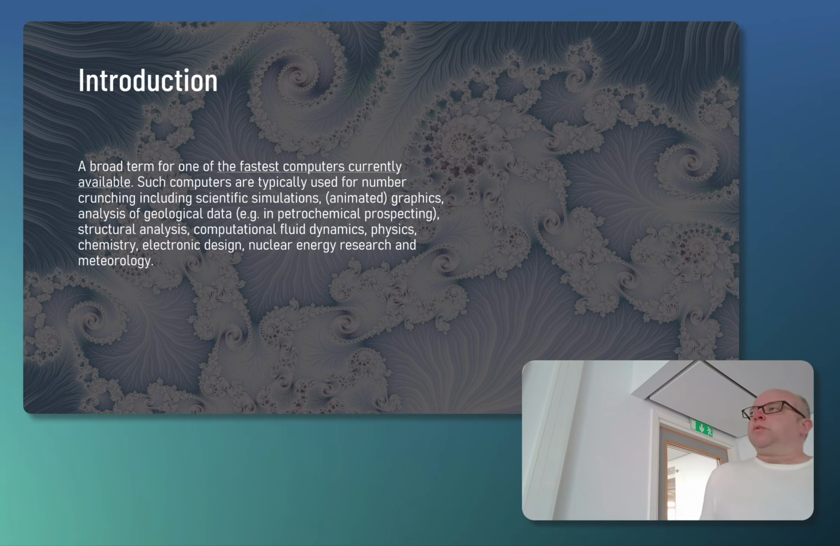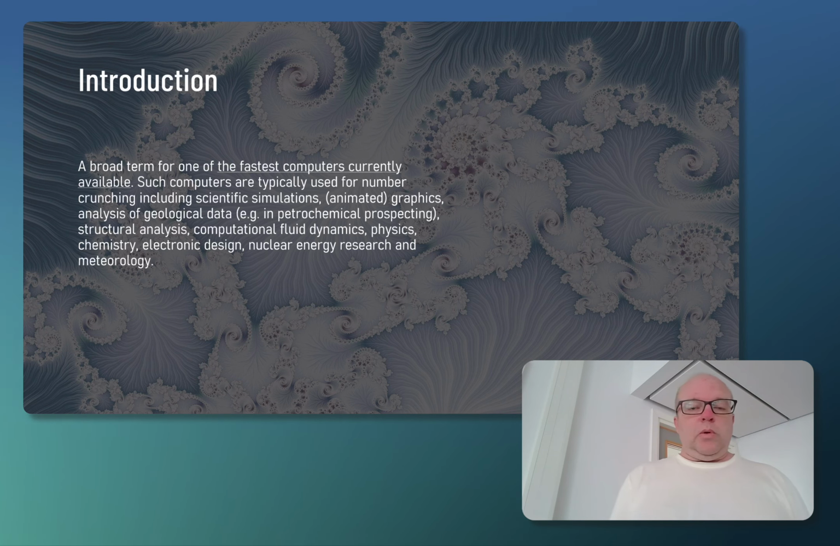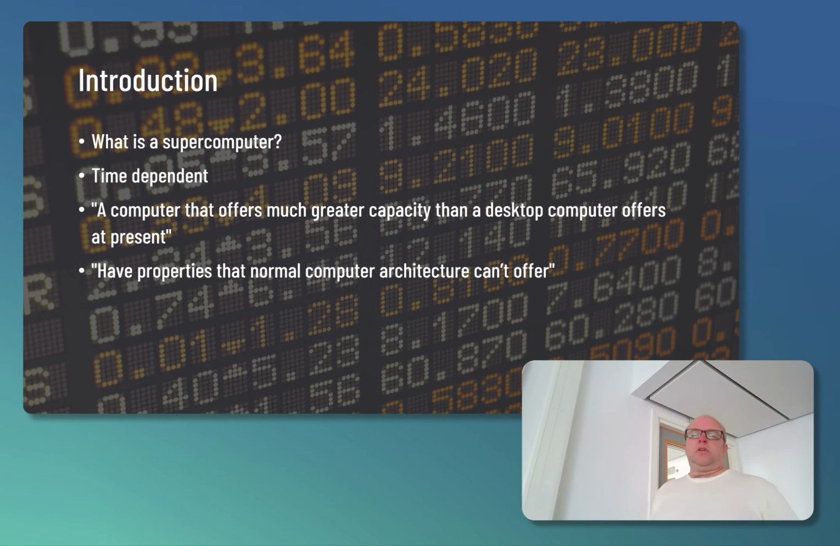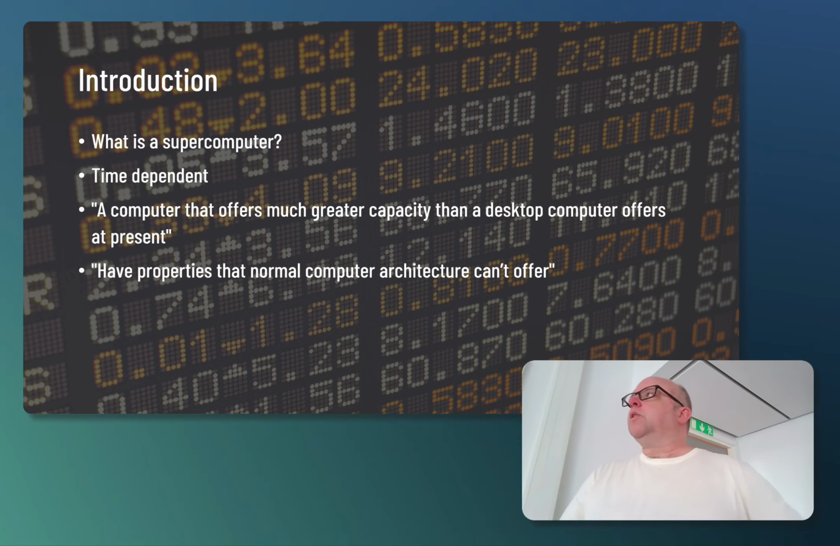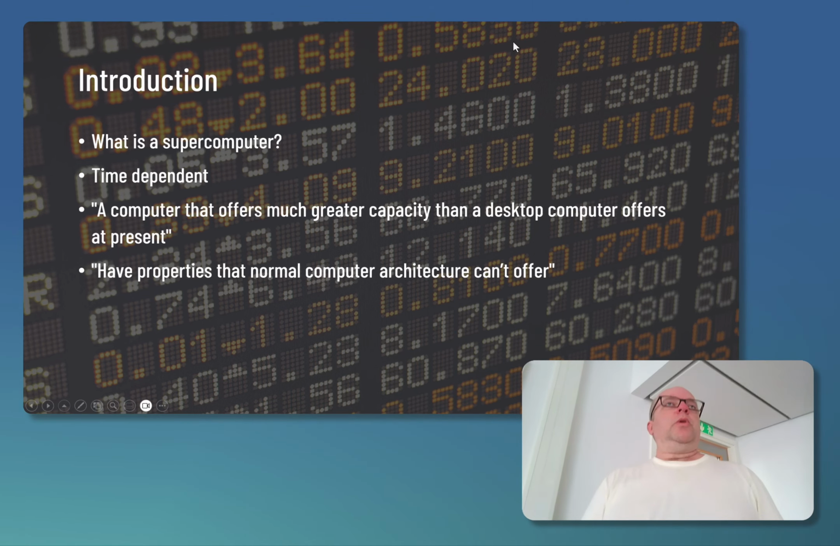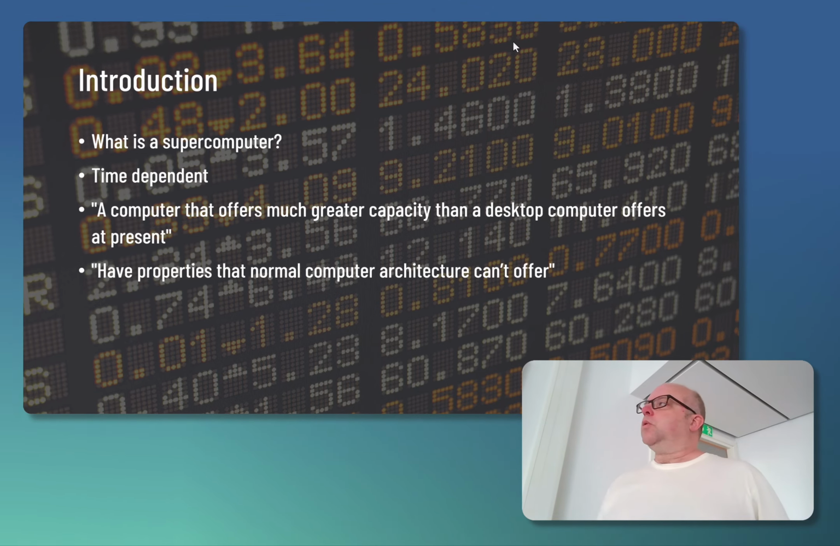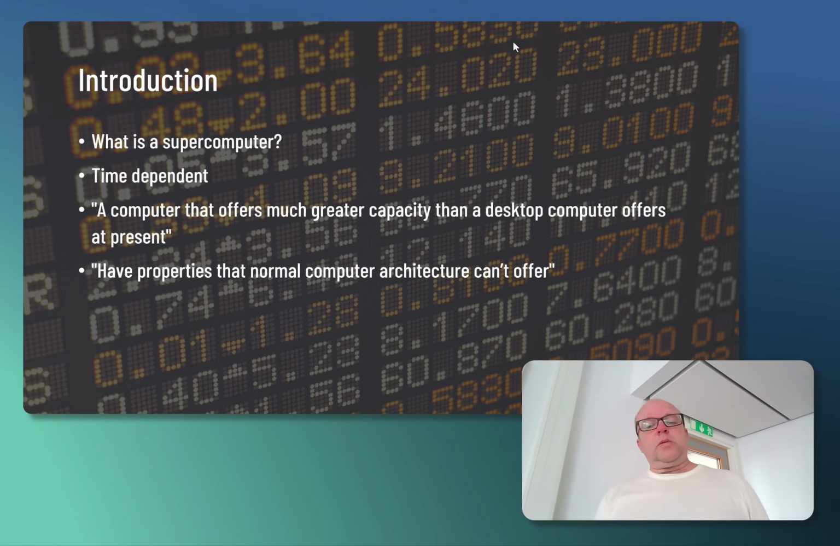So what is high-performance computing? So this is the kind of definition here, and this is the fastest computer currently available, used for number crunching, scientific computations, animated graphics, and so on. My definition is more simple. It's because supercomputing is time dependent. A couple of years ago, a laptop would be considered supercomputing. So I usually name it a computer that offers greater capacity than a desktop computer offers at present, or has more properties that a normal computer architecture can't offer.